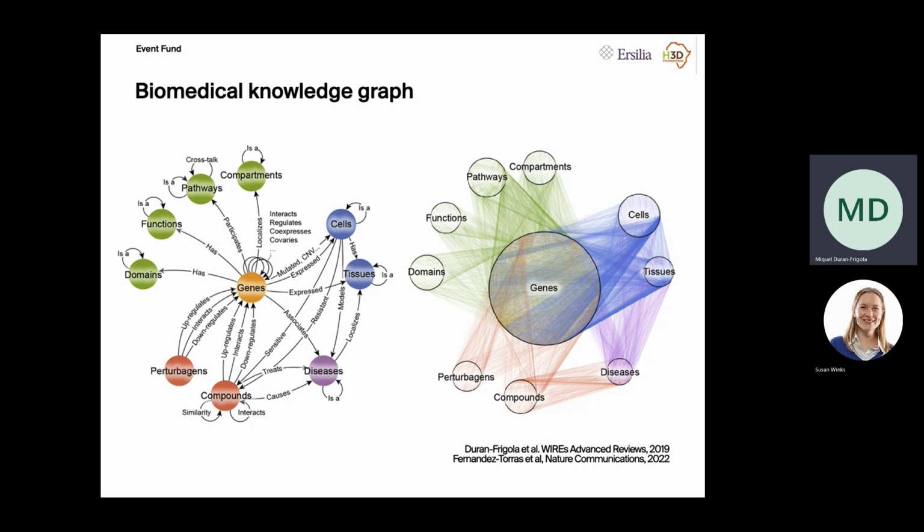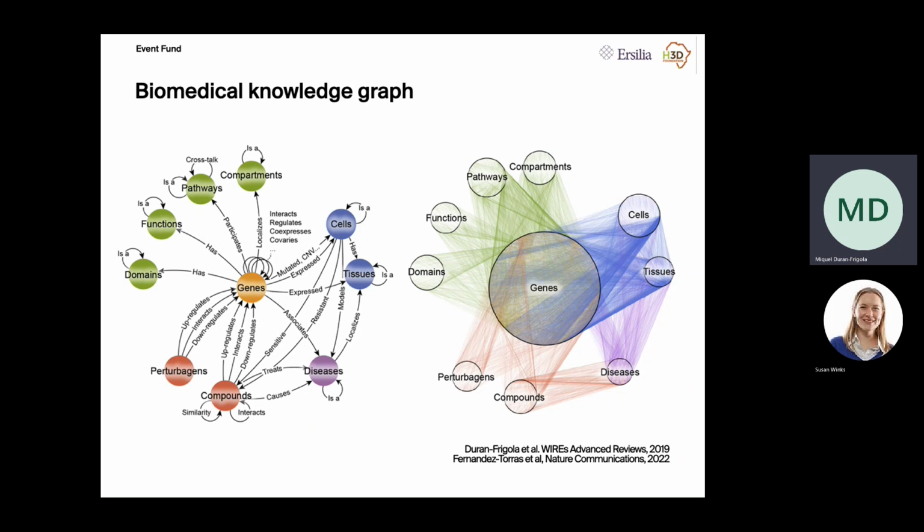Well, what we use is a type of database that we call a graph database. Graph databases are great because they are easy to explain and to understand. In a graph database, we have a framework where we have nodes and edges. Each node here corresponds to a biological entity that I hope you can recognize. We have compounds or drugs, we have genes or proteins, we have diseases or phenotypes, we have cells, we have tissues, we have pathways where genes participate, etc.